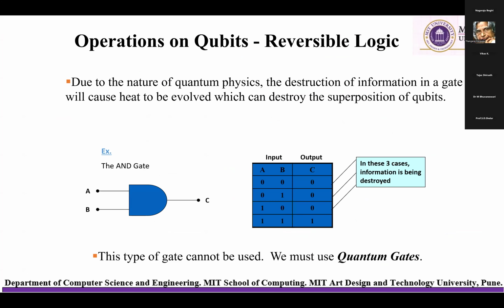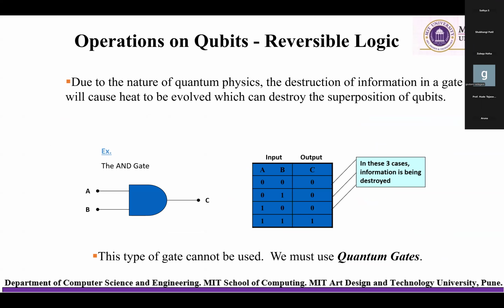In classical computing, gates like the AND gate can be used to perform logical operations. However, due to the principles of quantum mechanics, the destruction of information in classical gates can lead to the loss of the superposition state of qubits. When information is lost in a gate, it causes heat to be evolved, which in turn destroys the delicate superposition of quantum states.